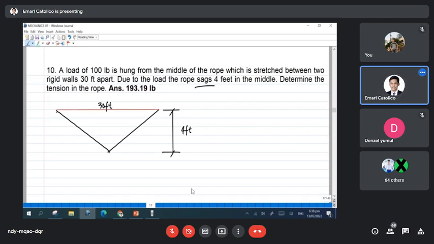Then, okay, this 30 is done. Then we have a load hanging on the rope, which is 100 pounds. So if your load is downward, the weight is downward, the tension is always opposite to your weight. So your tension is two, since our sag divides it in the middle. Okay. So what is being asked here is, determine the tension in the rope. So T is what is being asked.